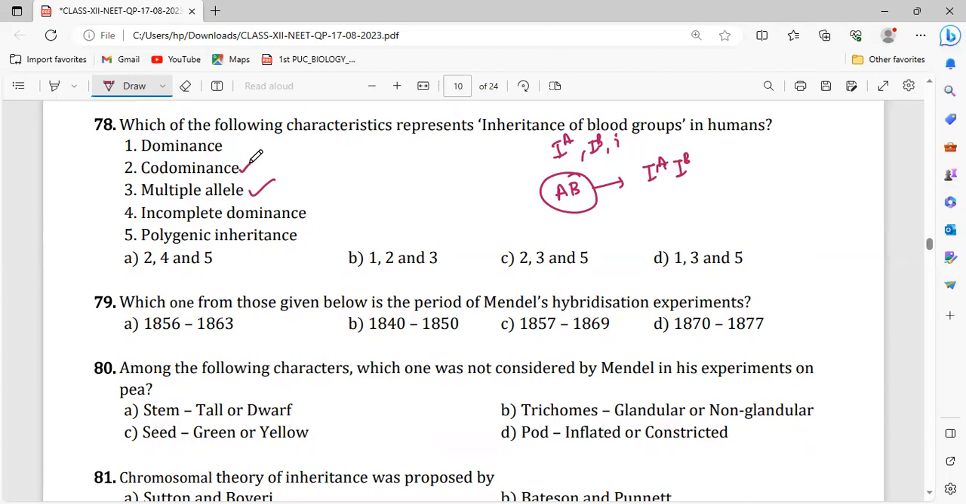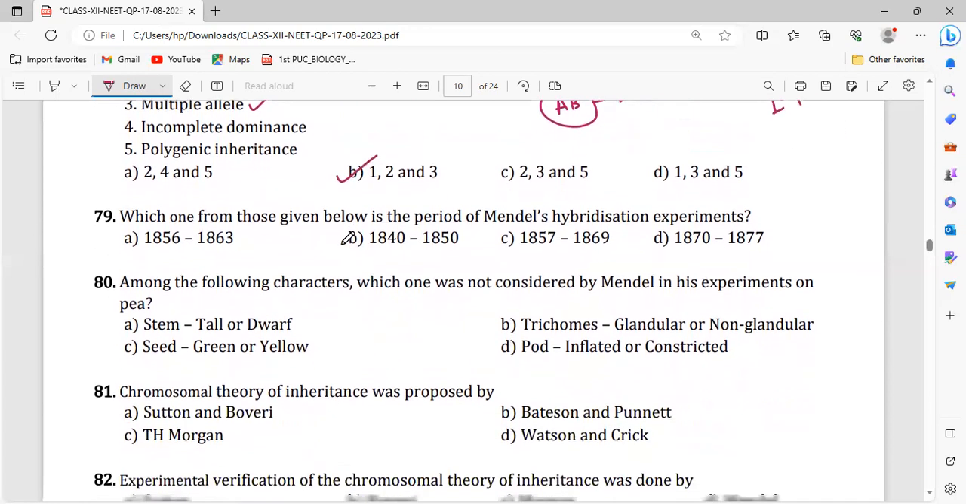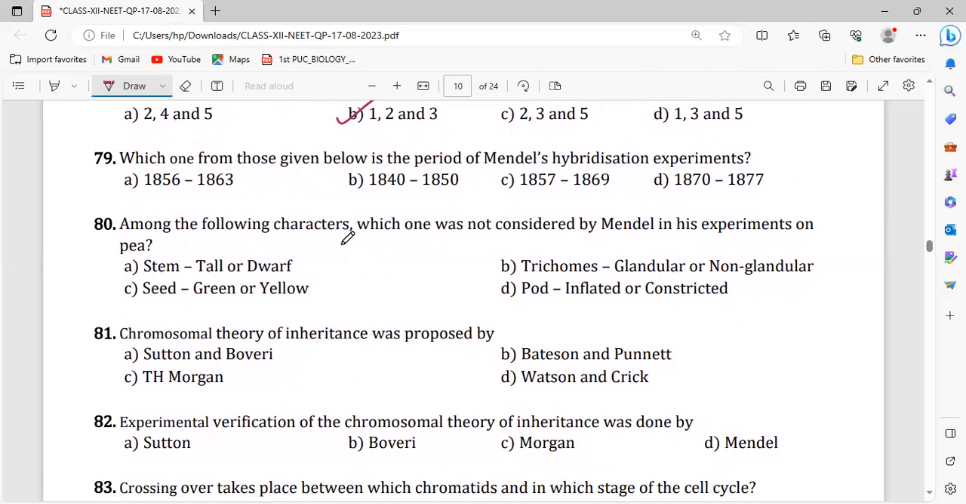So it is codominance. And if we take A blood group, IA and i, or IB and small i, in this case we can see the dominant character. IA and IB are expressing and the small i allele is not expressing. So even this is following dominance character. So 1, 2, 3 are correct. Next, 79. Which one from those given below is a period of Mendel's hybridization experiment?